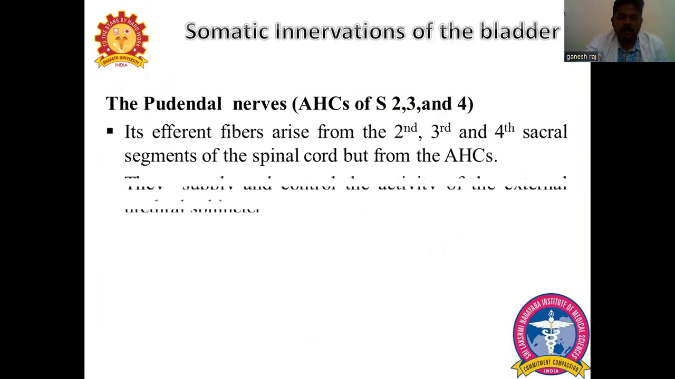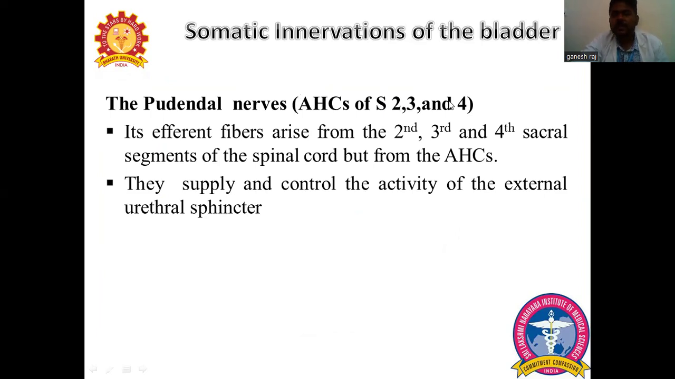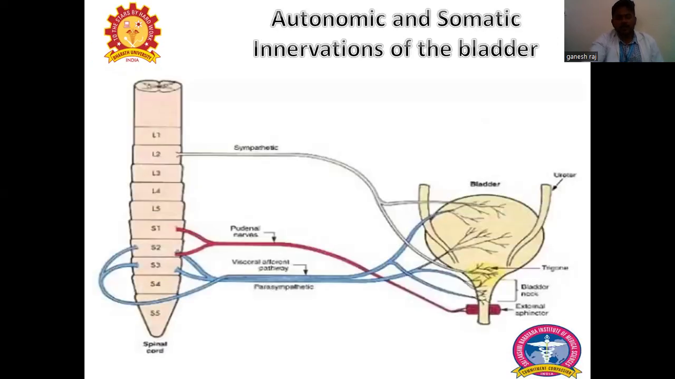One more, as I told you, the bladder is supplied by another nerve called the pudendal nerve. This is a somatic motor nerve. It is a voluntary control nerve. It comes from anterior horn cells of the S2, S3, S4 segment of the spinal cord, and it supplies the external urethral sphincter. This external urethral sphincter will be closed if the pudendal nerve is stimulated. So you can see a summary of innervations of the bladder.